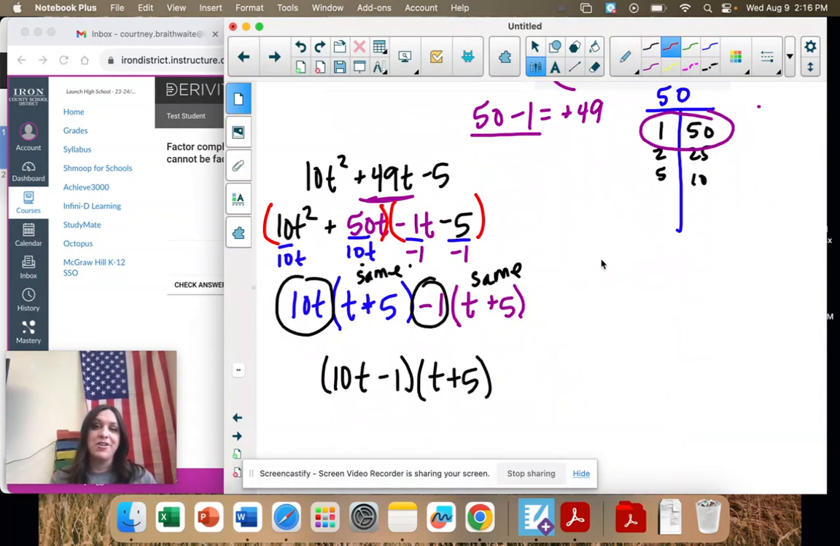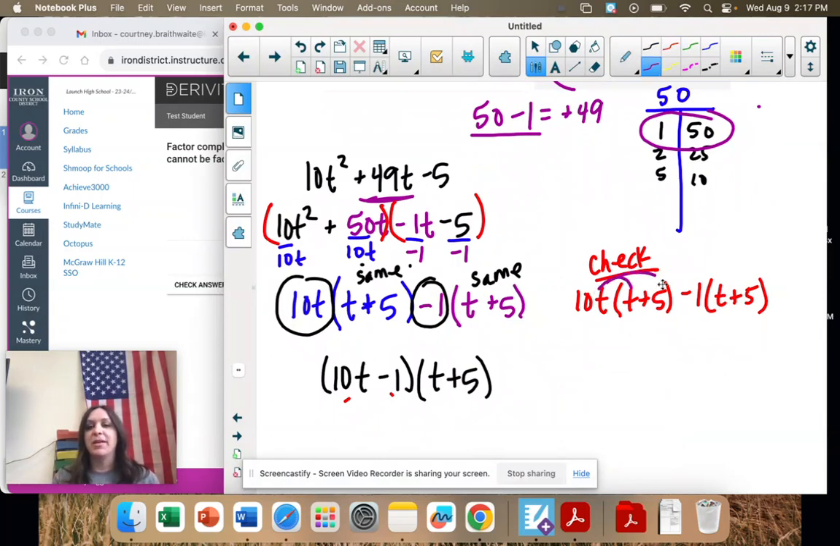So I'm going to check our answer. I have 10t multiplied by the second binomial. And I have -1 multiplied by the second binomial. See, I just wrote this exact same step. Okay, then we're going to multiply.